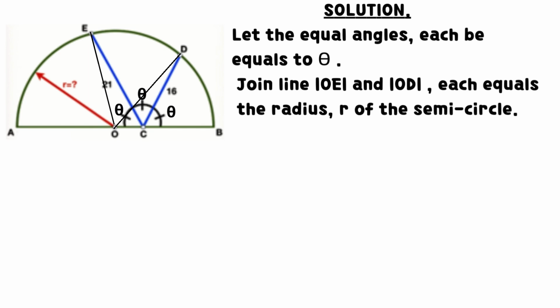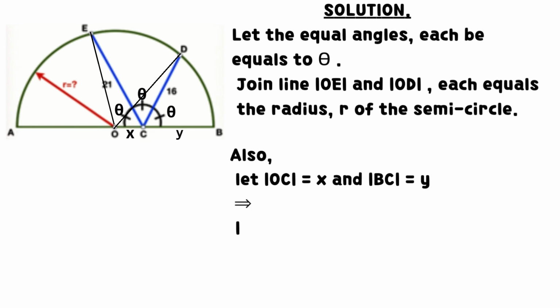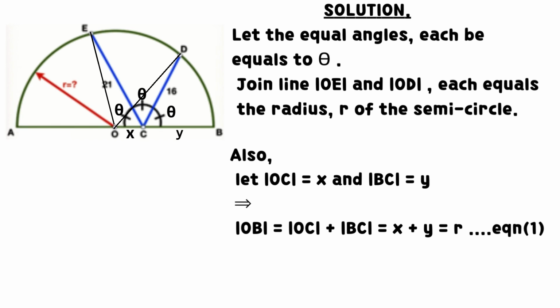We have to find the value of length OC from each triangle using cosine rule. But before doing that, let line OC be equal to x and line BC be equal to y. This implies that line OB equals the sum of line OC and line BC, which equals the sum of x and y. That is the radius, r, of the semicircle. We call it equation 1.